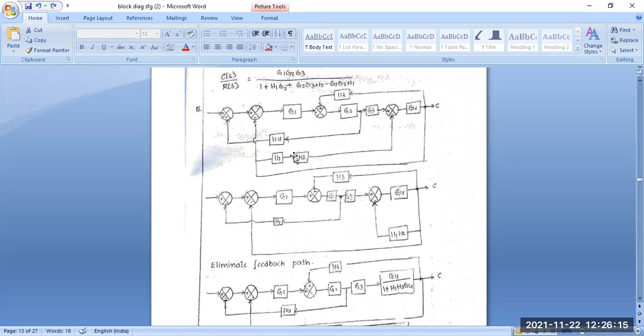Now, another example, this is another type of example. Here you can see there are two summing points, then G1, G2, G3, G4, and also feedback loops. Here we have to apply H1, H2, this is H4 and this is H3. So this type of problem we have been given. So first we have to apply the rules.